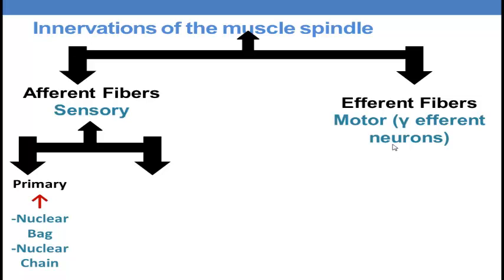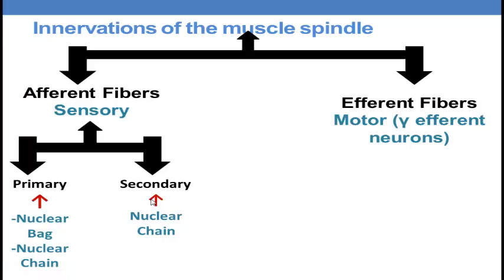For sensory fibers, we have two types: either primary nerve ending or secondary nerve ending. The primary nerve ending receives information from both nuclear bag and nuclear chain fibers, while the secondary nerve ending receives information only from nuclear chain fibers. So this is type 1A and this is type 2 fibers.